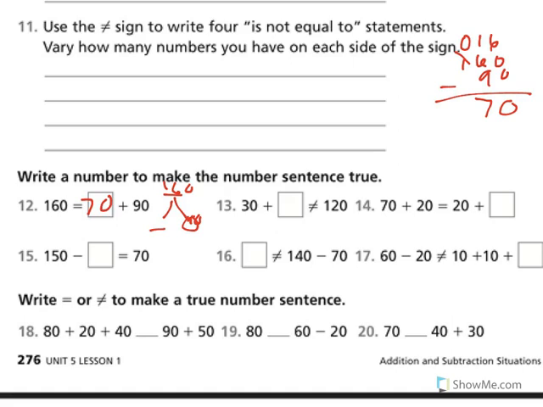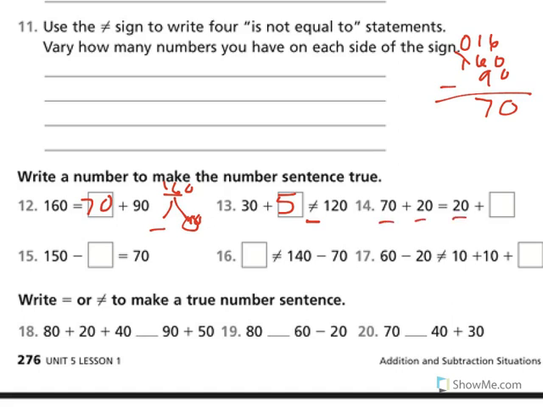30 plus what does not equal 120? Now, in this box, there is only one answer that would be incorrect. Okay, so 30 plus 90 is 120, and if you put 90 in that box, then your sentence will be wrong because it says it does not equal 120. So if you put in 5, then you have 30 plus 5 does not equal 120, and 30 plus 5 is 35, and 35 is not the same thing as 120, so that's perfect, right?